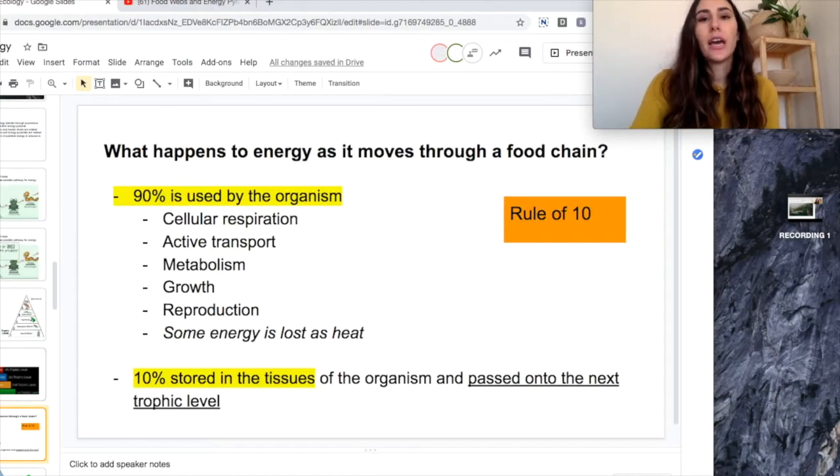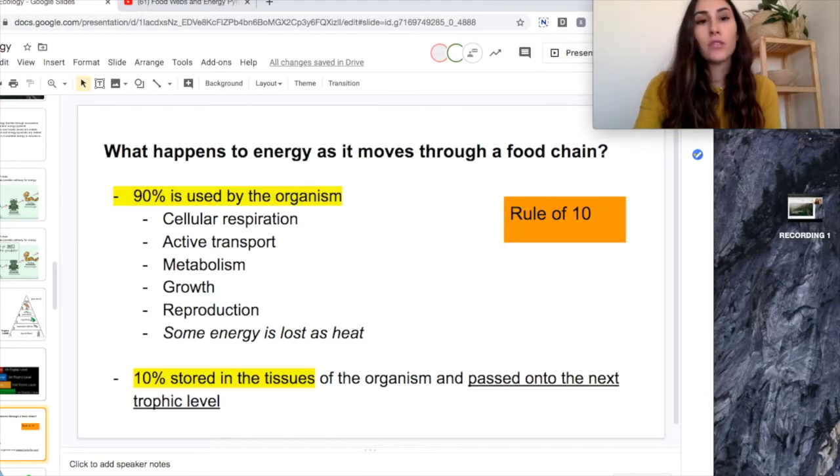So what happens to energy as it moves through a food chain? Like we said, the amount of energy available decreases as you move through a food chain or as you move up an energy pyramid. Where did that energy go? So 90% of the energy is actually used by the organism for things like cellular respiration, active transport, metabolism, growth, reproduction, and all the other energy consuming processes we talked about that are continuously happening in any organism's body to keep them alive. All right, so 90% of the energy is going to those reactions.